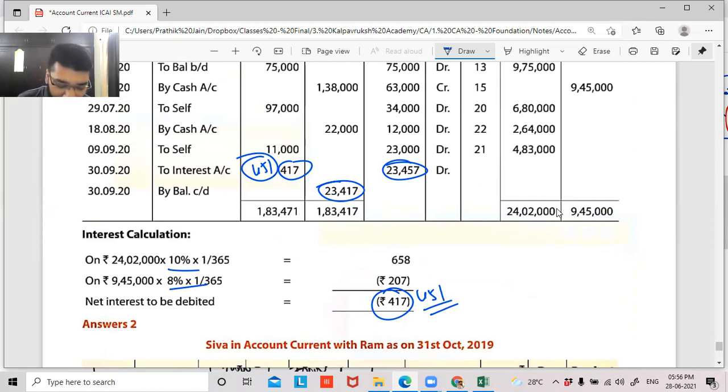Balance is 23,000 debit balance. And net balance is what? Net, we have to receive from the party. Am I correct? Debit balance is more. So we have to receive 451 rupees, guys. So plus 451, 23,451. This is the balance. Is that clear, all of you?